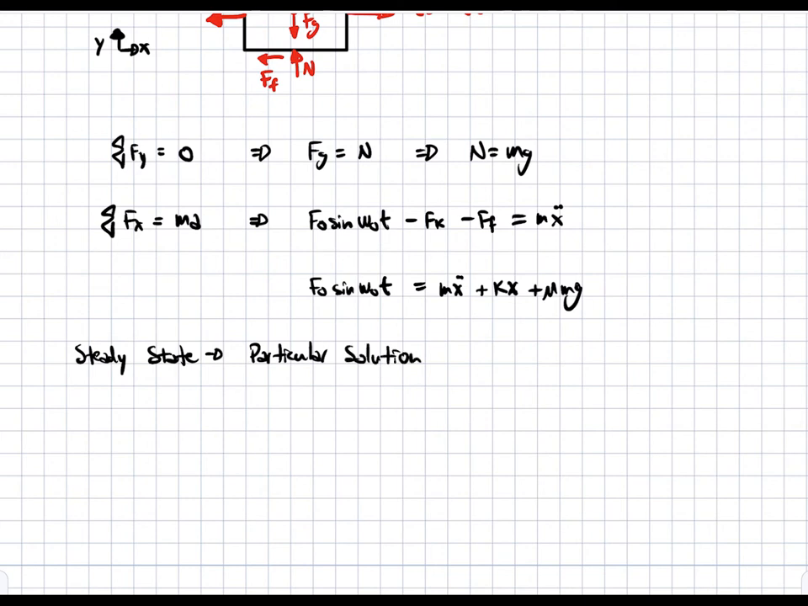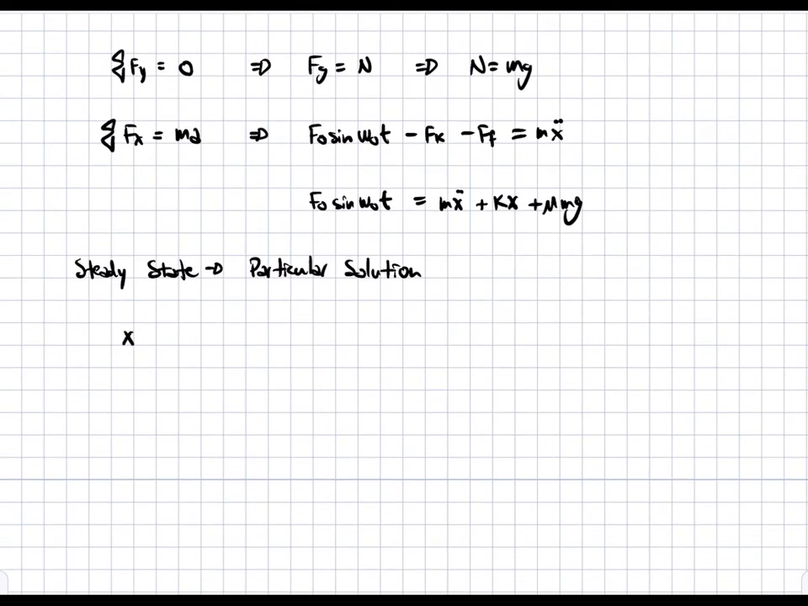To solve for the particular solution, we assume a function of the same form as this. So we assume that x particular is going to be equal to a constant c times sine of omega naught t. This is just the standard way of solving these differential equations, specifically for the particular solution. You take a function of the same form as this, but with a different constant c. Now we have to solve for c.